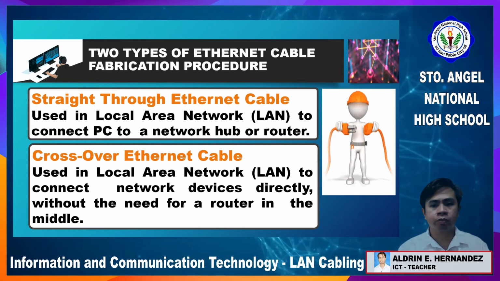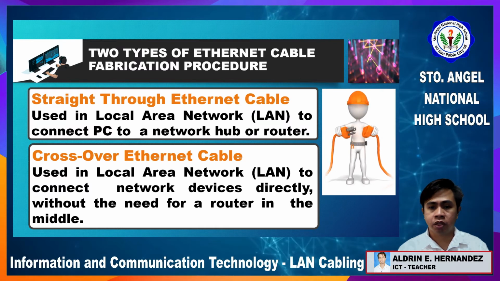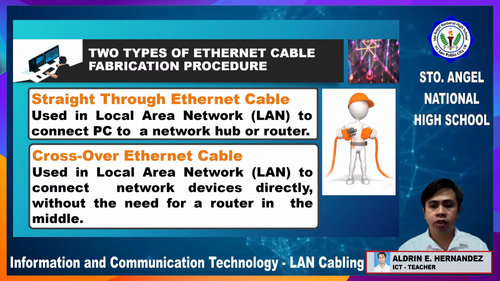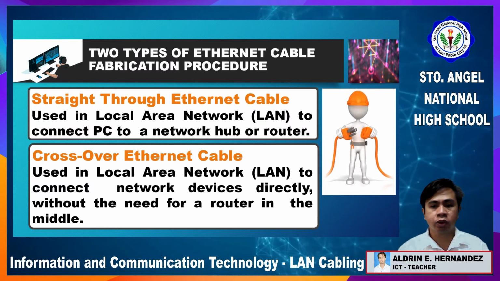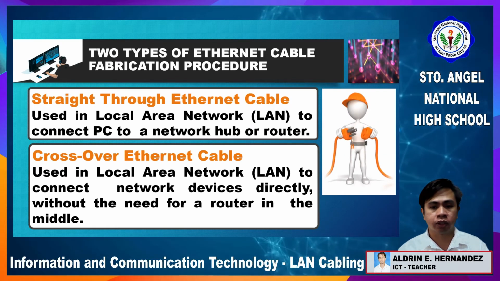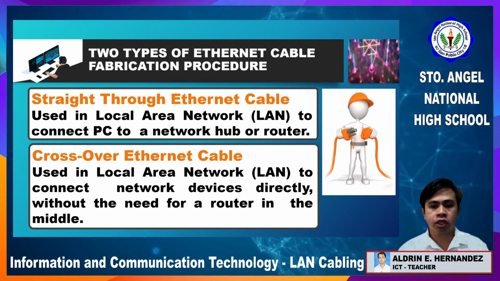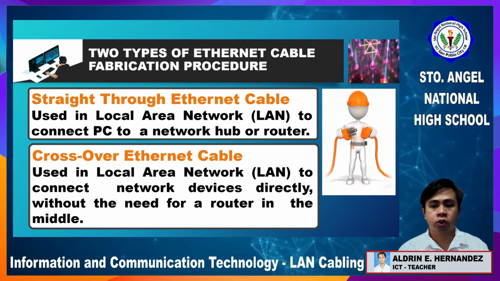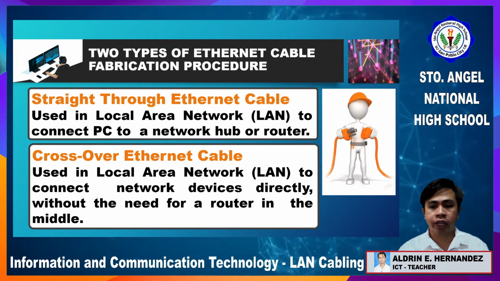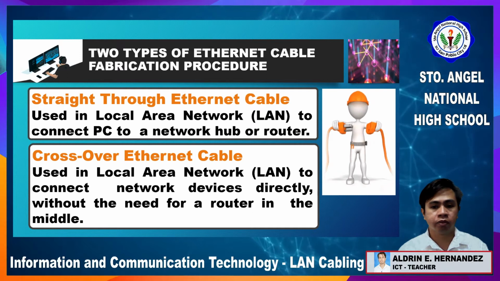There are 2 types of Ethernet cable fabrication procedure. Straight-through Ethernet cable is used in a local area network to connect a PC to a network hub or router, while crossover Ethernet cable is used in a LAN to connect network devices directly without the need for a router in the middle.